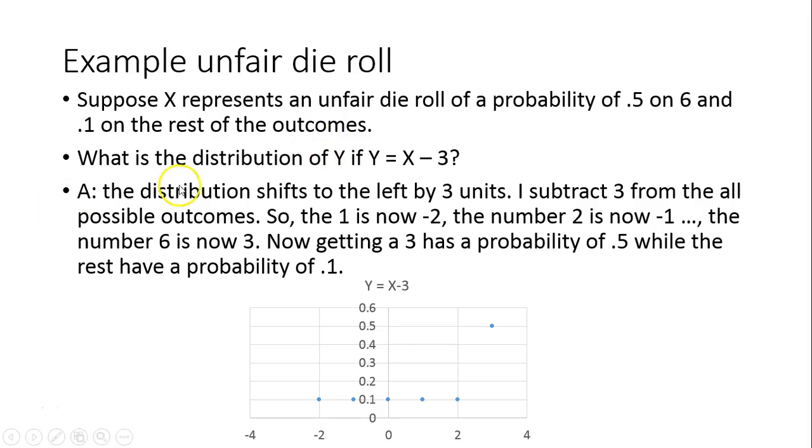So I drew it here. This is the distribution of y, x minus 3. Before, it went from 1 through 6, and now everything shifts to the left by 3 units. So now the 1 has become a negative 2, and the 6 has become a 3, and now the 3 has a probability of 0.5. So the probabilities stay with the numbers, as before. Again, this is a transformation by subtracting 3 in this case.